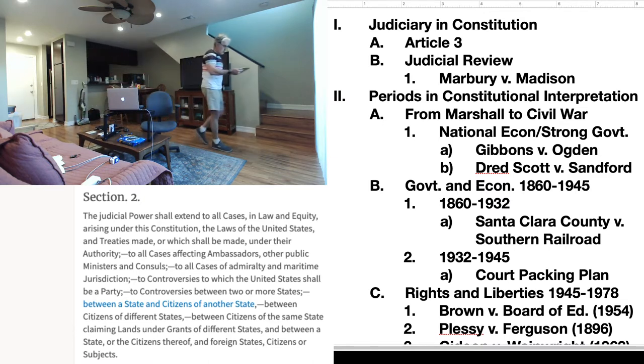To controversies between two or more states, between a state and citizens of another state, between citizens of different states, between citizens of the same state claiming land under grants of different states, and between a state or the citizen thereof and foreign subjects, citizens or subjects. So what does that mean? Write it down. To cases that involve two states suing each other, to cases that involve citizens of one state suing the government of another state, to cases that involve citizens of two different states suing each other, and finally, to cases that involve foreign citizens suing the United States. All right, so let me scroll down some more.